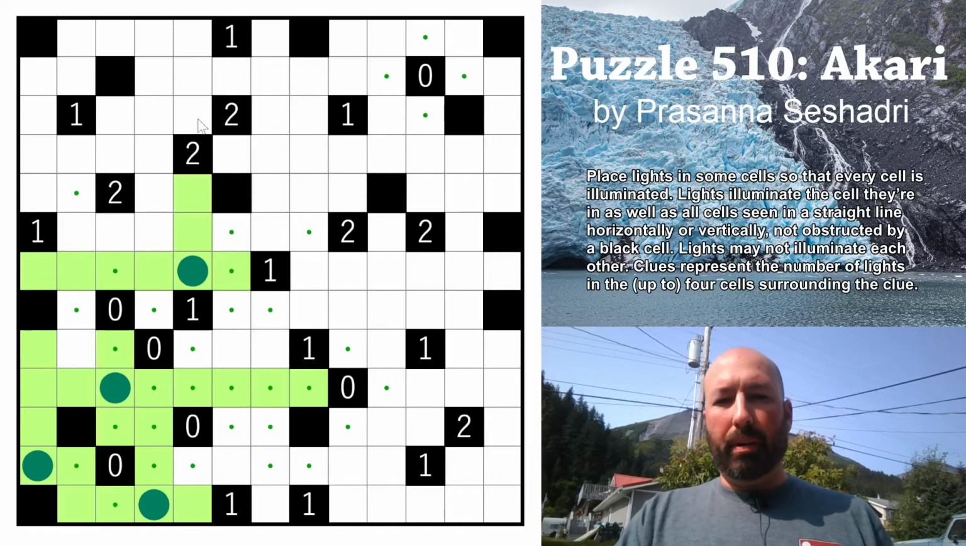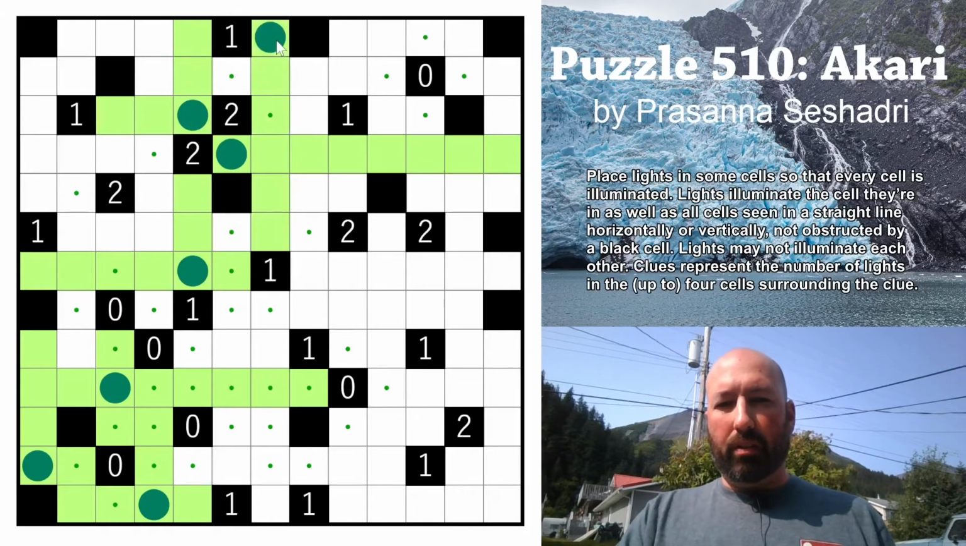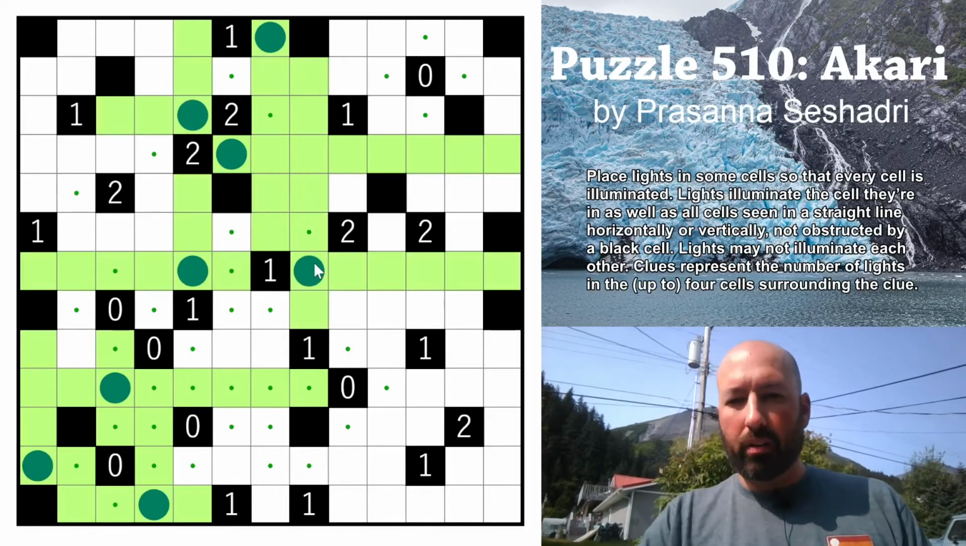Okay, yep. So up here, we've only got three options for this two right here. If we put a light there, how do we complete this two clue over here? We can't. So that one has to be a dot, and now there's only two options left, which now satisfies both of those two clues. Oops, so these need to be dots. That puts a light there because of the 1. And now this one down here only has one option left.